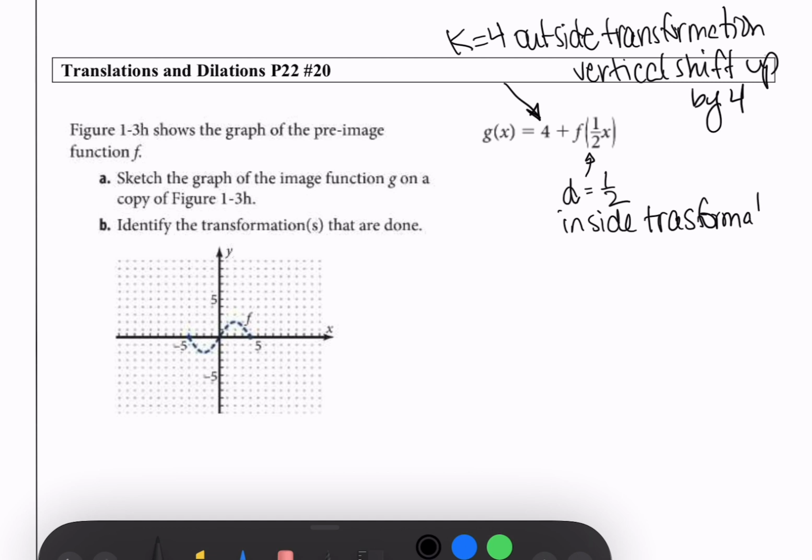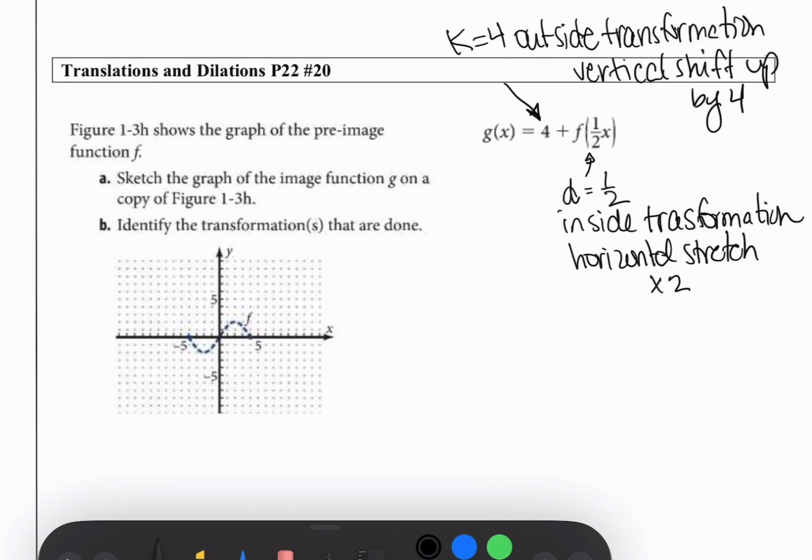And these are a little bit more tricky. So this is actually a horizontal dilation by the reciprocal of 1/2. So this is a horizontal stretch by the reciprocal of 1/2, which is by 2. So these two transformations together tell me that the function f here is going to be twice as wide, and it's going to be shifted up 4.